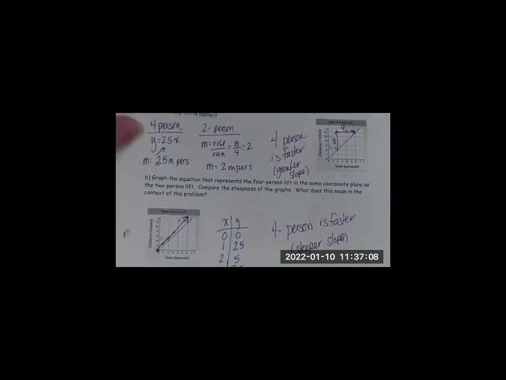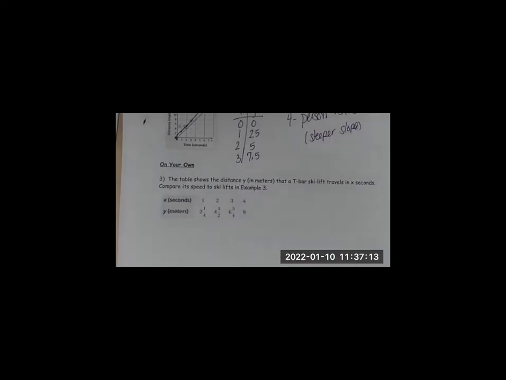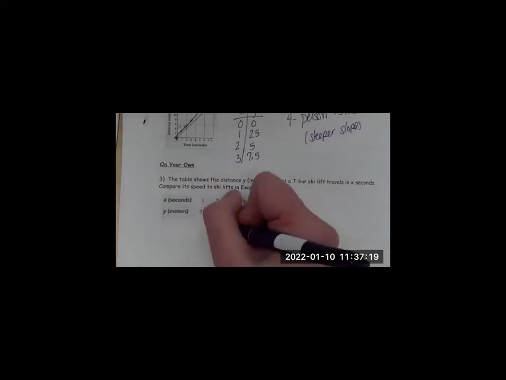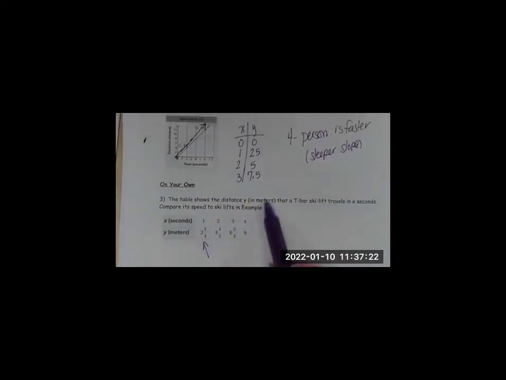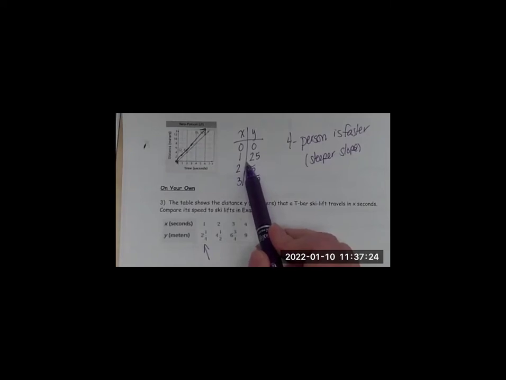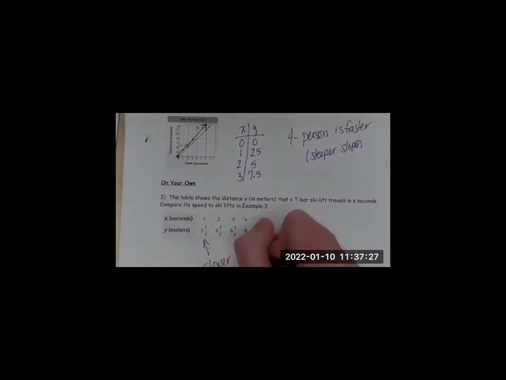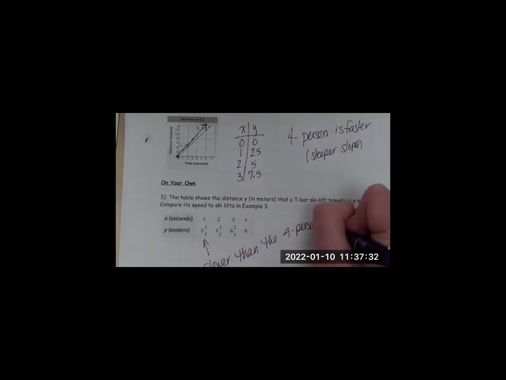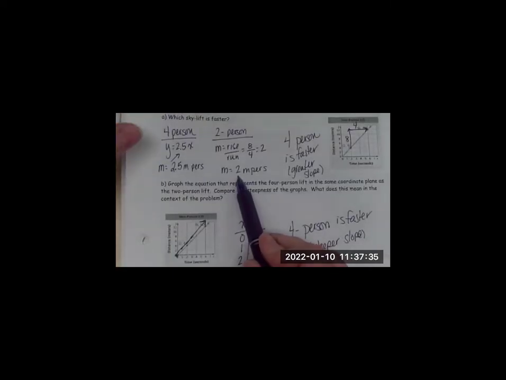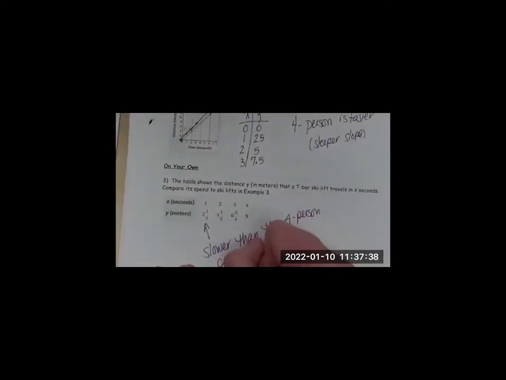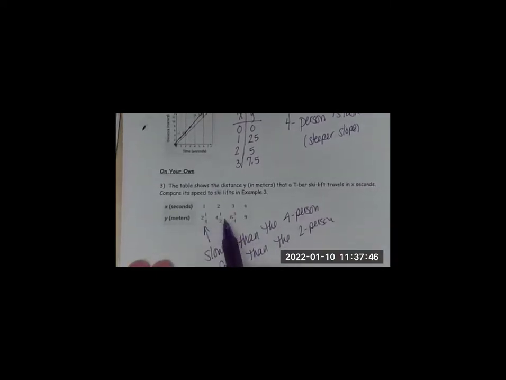Now, what if I were to look at it as a table? So the table shows the distance y in meters of a T-bar ski lift in x seconds. Compare its speed. So here, this is what I'm looking at. In 1 second, this one went 2.5 meters. So this one is slower than the 4-person. And here in 1 second, it went 2 meters. So it is faster than the 2-person.